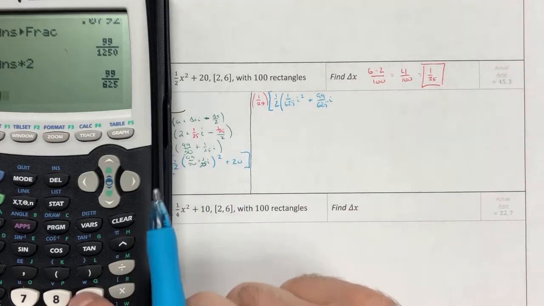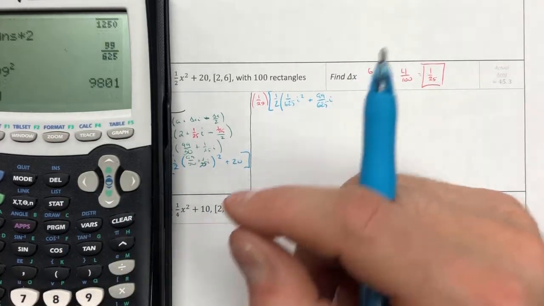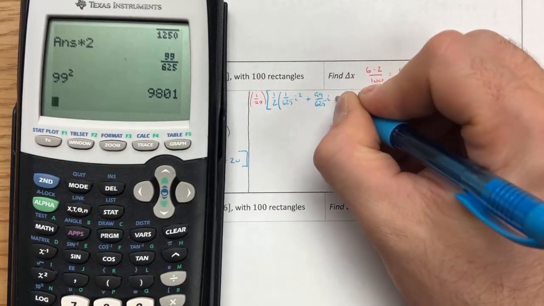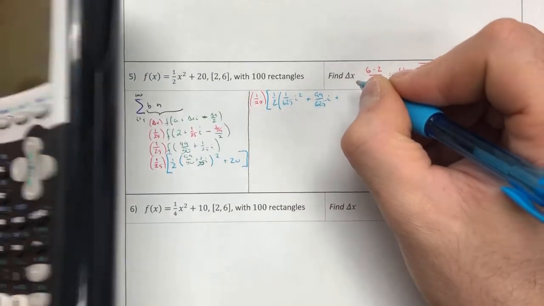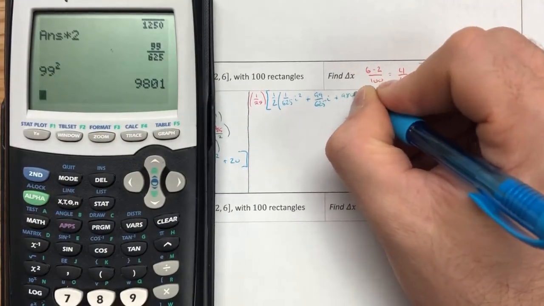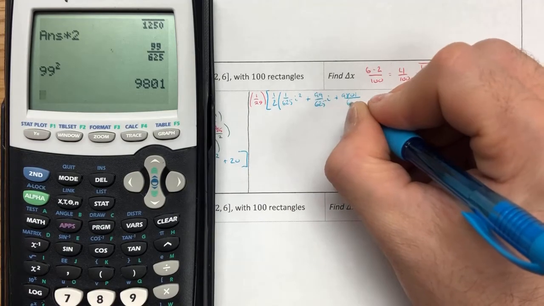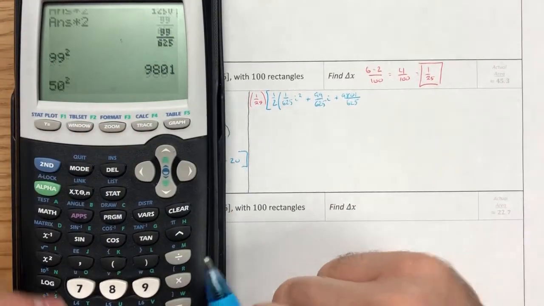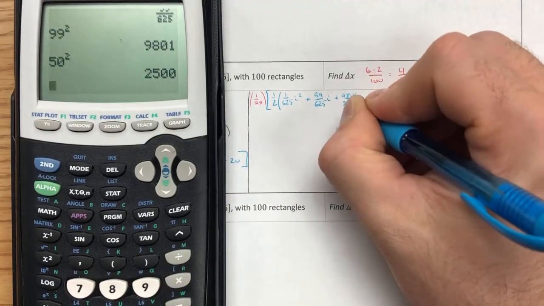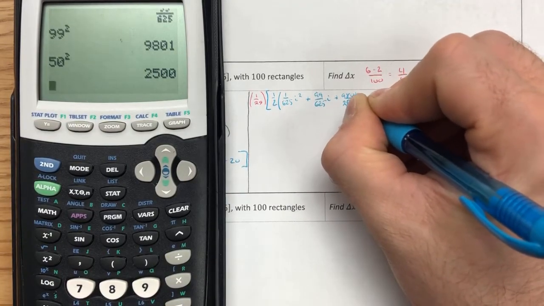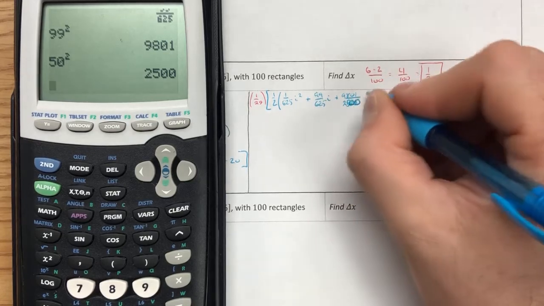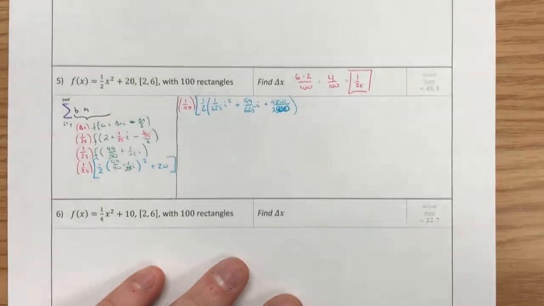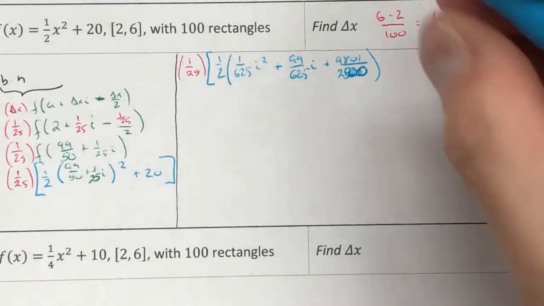And then I'm going to square that. So 99 squared is going to be 9801. Yes, and we are adding this. 9801 over 620. Nope, that's over 50 squared, which is going to be 2500. So that is that value squared plus 20.